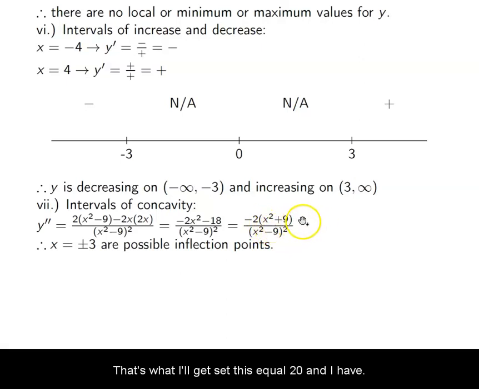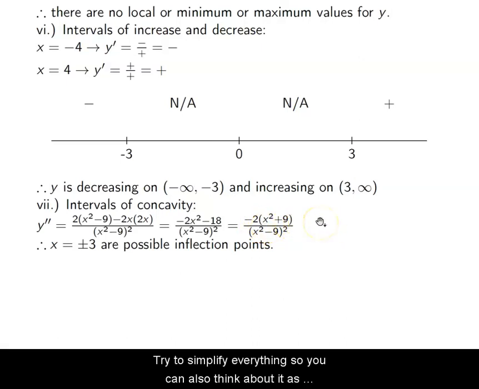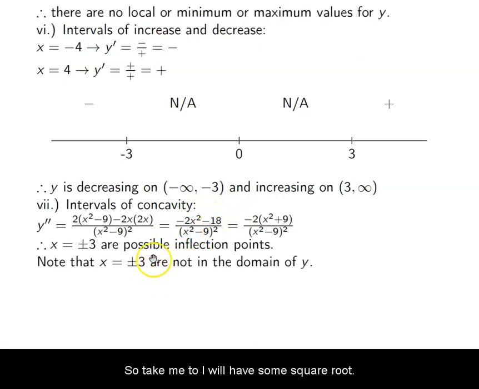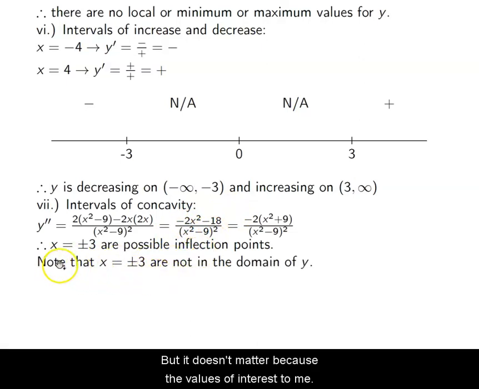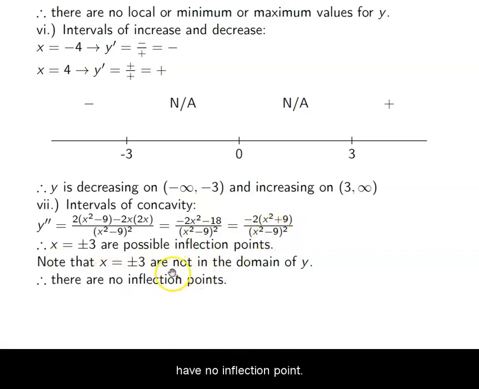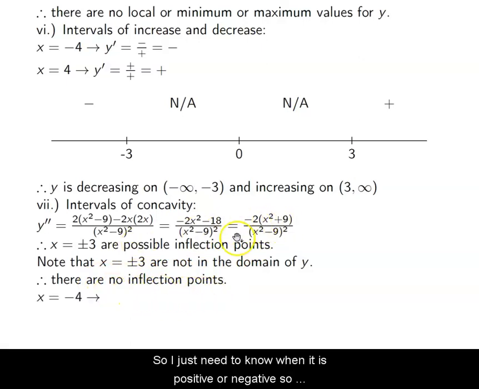Set this equal to 0, and I have negative times 2x squared plus 9. So try to simplify everything. So you can also think about it as I'm adding 18 divided by 2. So technically I will have some square roots here, but it doesn't matter because the values of interest to me that make the denominator 0 are not in my domain. Okay, so I have no inflection points. So I just need to know when is this positive or negative.